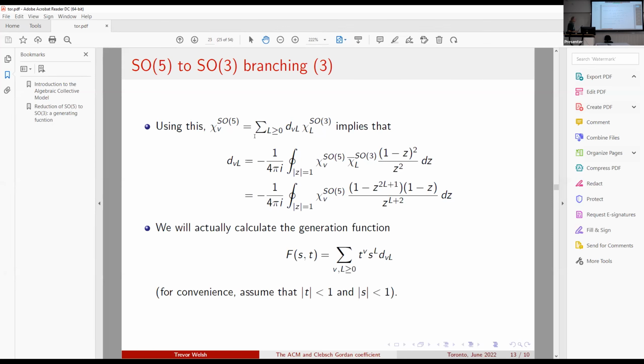Instead of calculating this, the subscript v of L, we're again going to calculate a generating function. Here we have two parameters, S and T, and we sum over all values of V and L greater than or equal to 0 of these dummy parameters, T to the power of V, S to the power of L, times the branching multiplicity. Again, it's very useful to assume that T is a complex number of modulus less than 1, and S is similarly modulus less than 1.